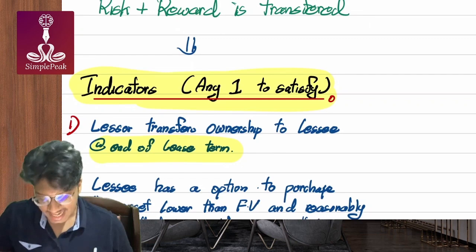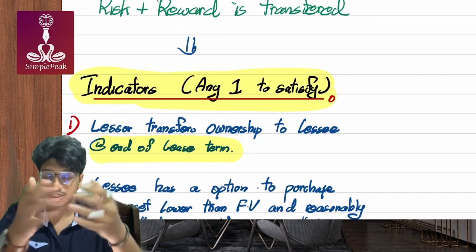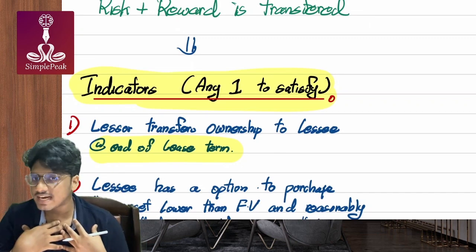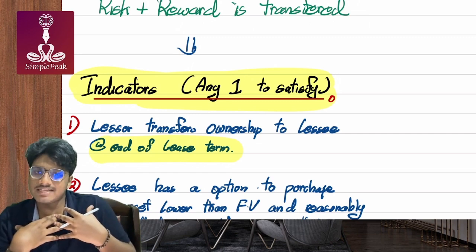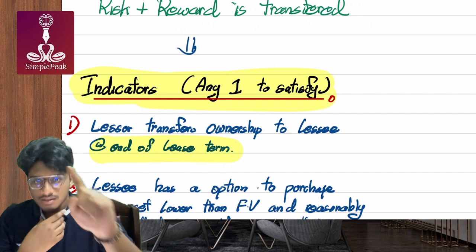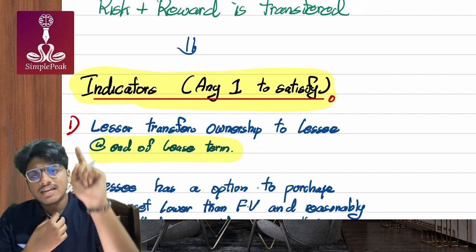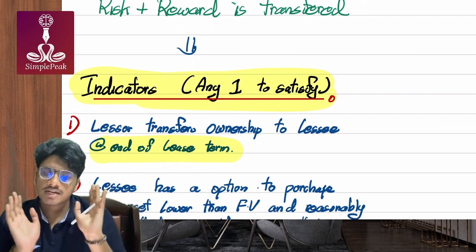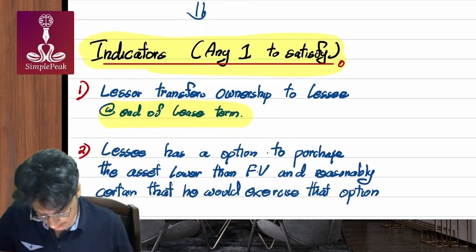So the lessor transfers the ownership. Who has the ownership? Layman has the ownership. So at the end of the lease term, if Layman transfers the ownership to Anthony, and it's given as an indication at the inception date, you'll be treating this as a finance lease. Okay, that is what it meant.